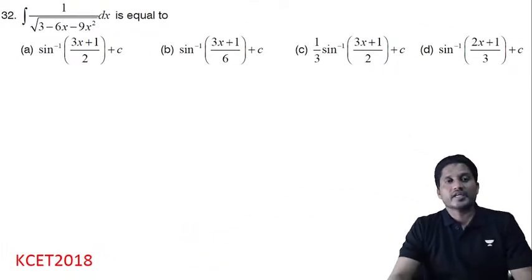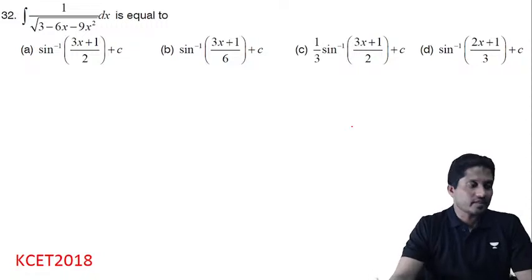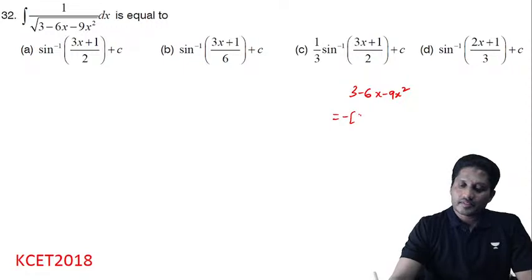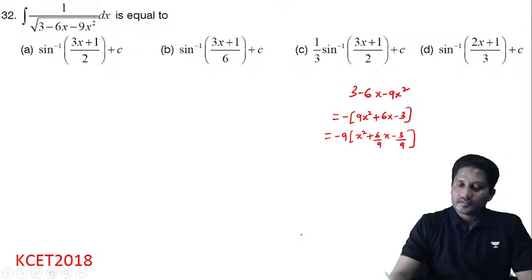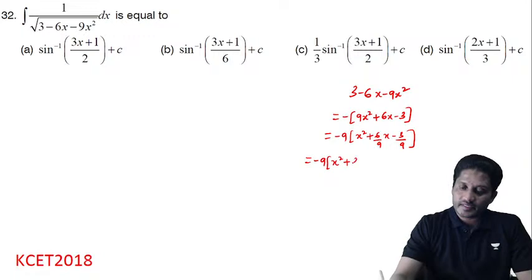This is dx by root of a quadratic. First we'll complete the squares. 3 minus 6x minus 9x square. I can take minus common and write this as minus of 9x square plus 6x minus 3. Take 9 common: minus 9 times x square plus 6 by 9 x minus 3 by 9. So this is minus 9 times x square plus 2 by 3 x minus 1 by 3.